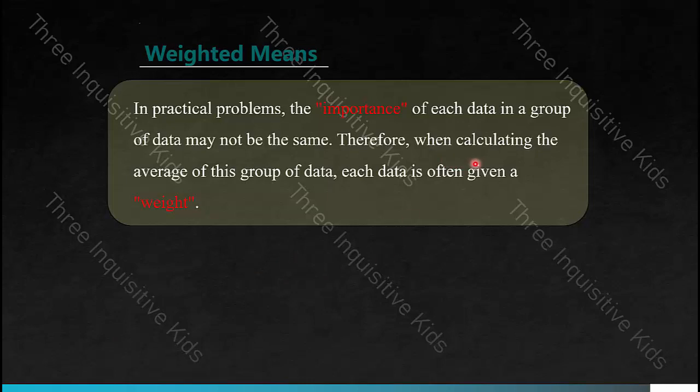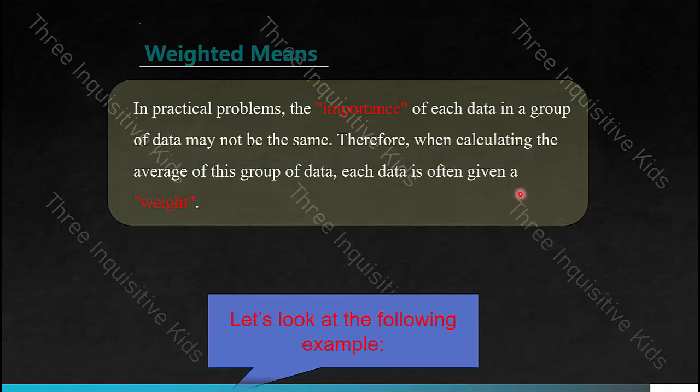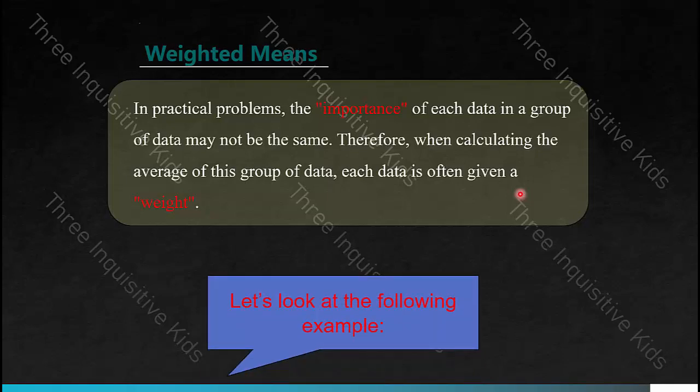So therefore, when calculating the average of this group of data, each data is often given a weight. So how much they weigh represents how much they impact or affect the final mean. I know this might be confusing. Let's look at the following example.